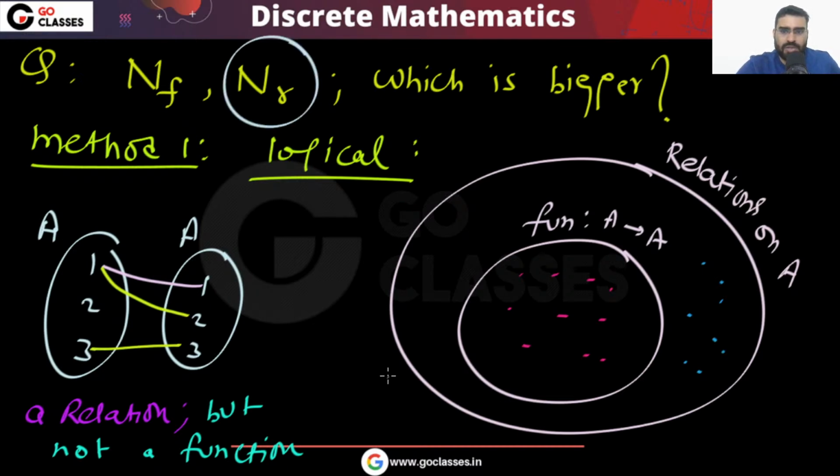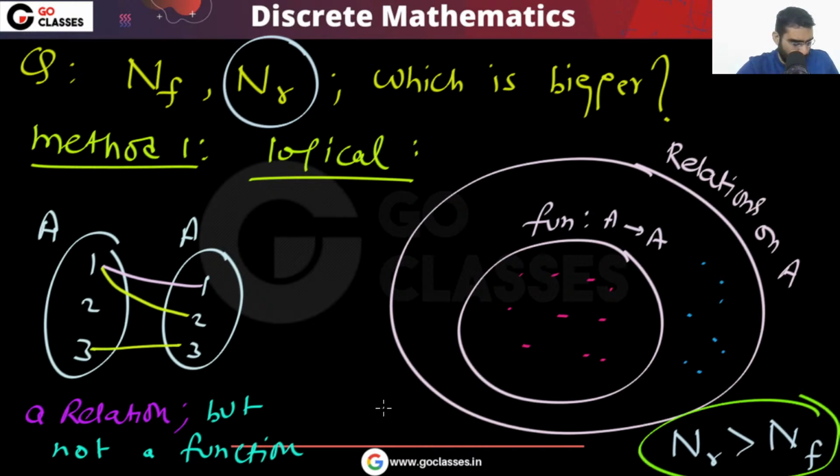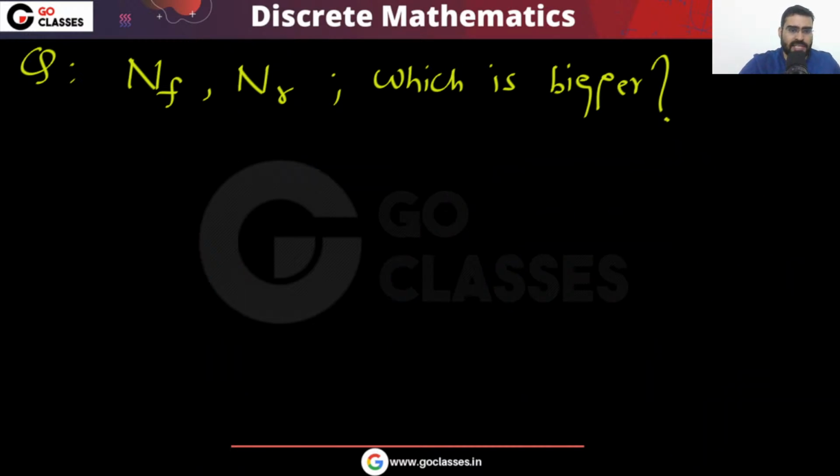So I can say the number of relations will definitely be bigger than the number of functions, right? Very easily you can see that the number of relations on A, the number of relations from A to A, will be bigger than the number of functions from A to A. This is your logical way. But let's see another way.